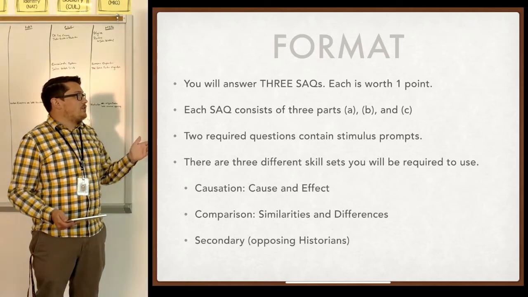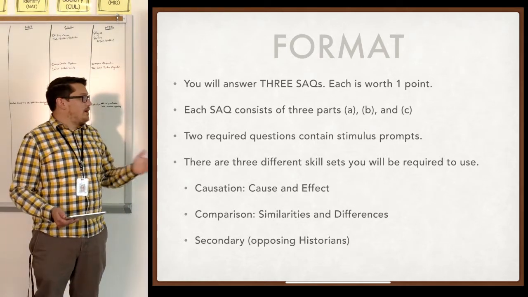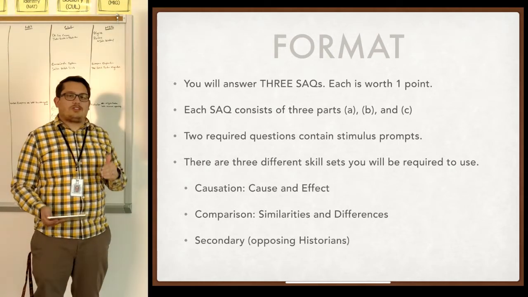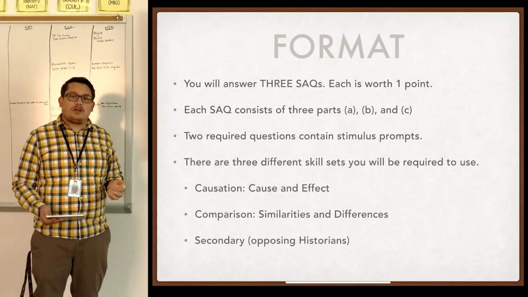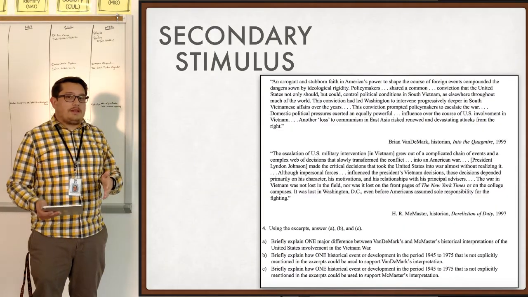So the skills are causation, which is cause and effect, comparison, which is similarities and differences, and then a unique one, called a secondary source. It is often called dueling historians, or in this case, opposing historians, and I'll tell you a little bit about that in a second. So let's talk about that stimulus one.